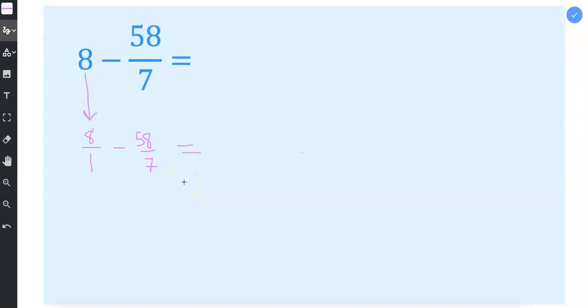Now, I can't just subtract this as is. I need a common denominator. So 7 is a multiple of 1. I know how to get from 1 to 7, so I'm going to go ahead and just establish 7 as the new denominator that I'm going to use. And really, the 58/7 I don't have to change. It's just going to stay 58/7. What I do need to change is 8 over 1.